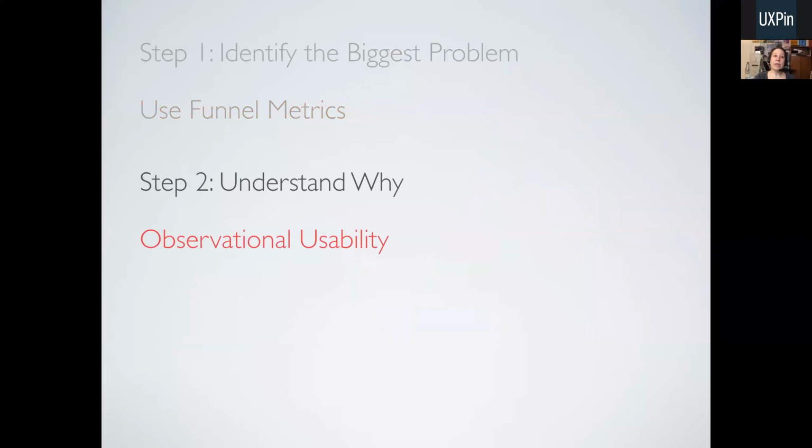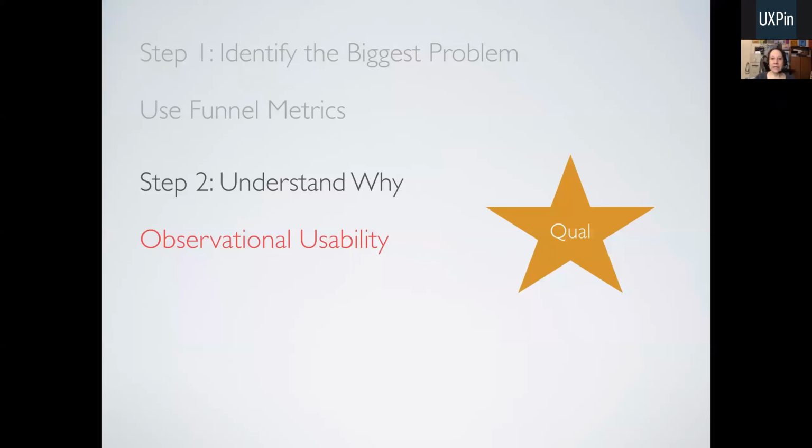For this particular process, we could use a technique like, say, observational usability testing to understand why. So observational usability testing is one of many forms of qualitative research. It is a very useful methodology that I sometimes describe as watching people use your damn product in order to understand all the pain that you are inflicting on them.